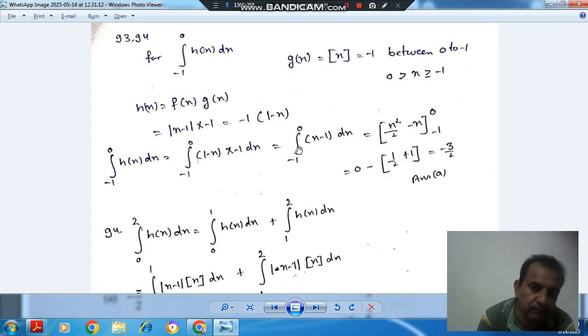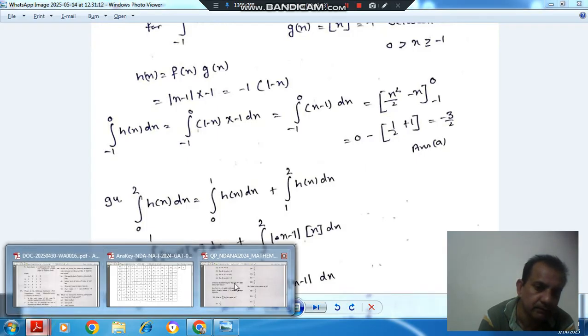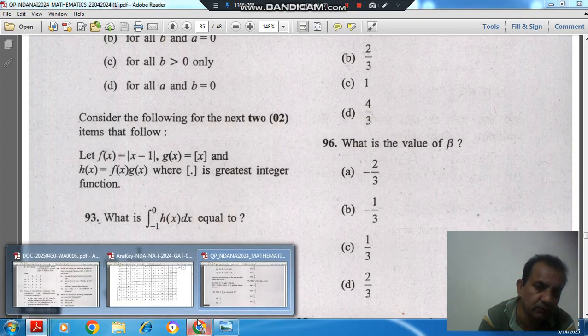integration from minus 1 to 0 of dx, so it will be x square by 2 minus x, limit 0 to minus 1. So we put 0 here, both will be 0, and then this will be a minus. If we put x equal to minus 1, it will be 1 by 2, and this is 1, so it will be minus 3 by 2. So the answer is option A for question number 93.